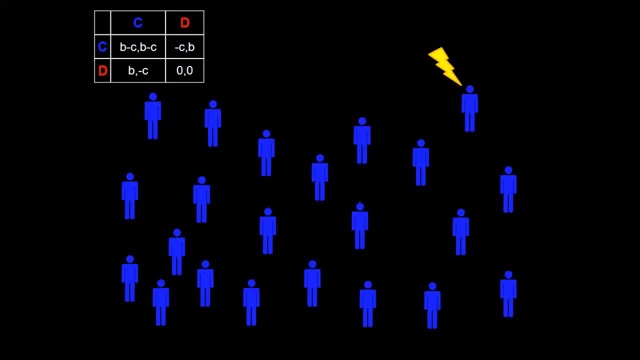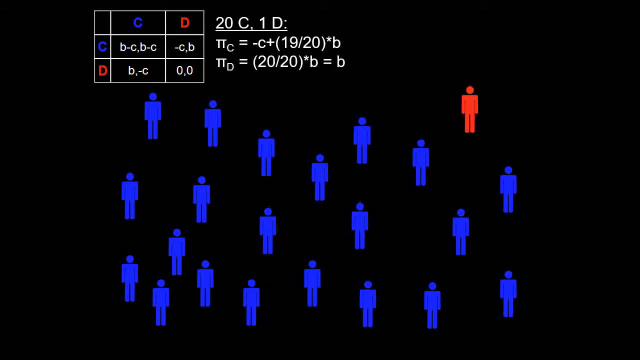But now the question is, what happens if a mutation occurs and changes this guy to a defector? Now we've got 20 cooperators and 1 defector. The cooperators always pay the cost, but they only get the benefit back 19 out of 20 times, because the 1 out of 20 times they get matched with the defector, they get no benefit. And the defector never pays any cost, and every time he meets anyone, they cooperate with him. So he gets payoff B.